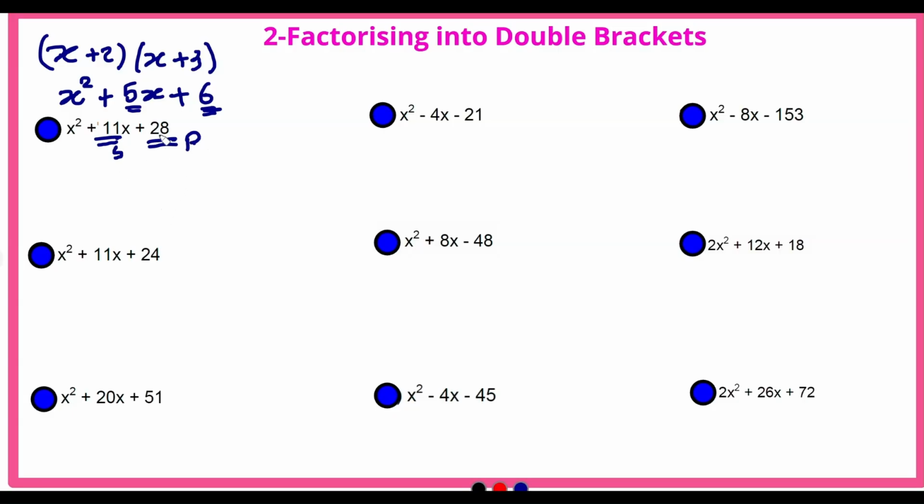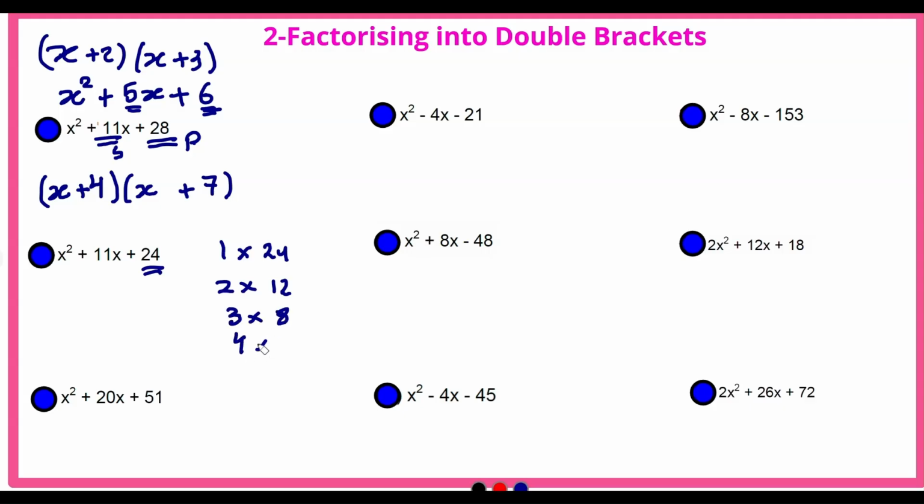So what pair of numbers do I multiply to get 28, but when I add, I get 11? When you think about it, you'll find it's 4 and 7. I put x in each one of them, plus 4, plus 7. Same thing here. Two numbers multiply, you get 24. When you add, you get 11. So if you write all the pairs that give me 24, it's 1 times 24, 2 times 12, 3 times 8, and 4 times 6.